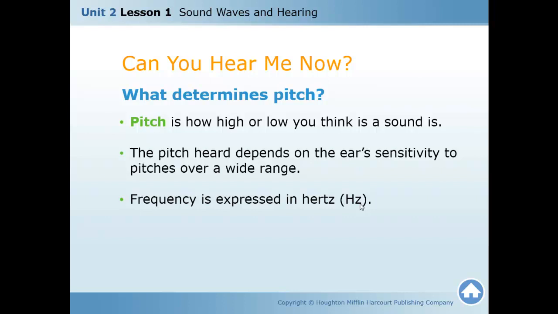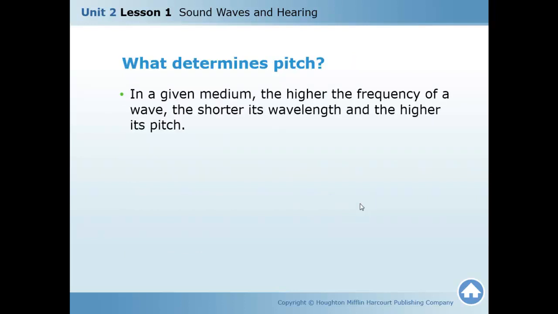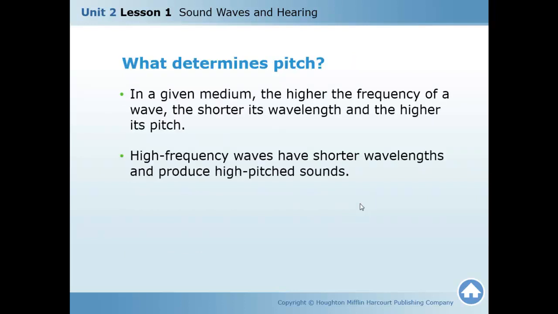We know that frequency can be measured in hertz. 1 hertz is 1 complete wavelength or cycle per second. So when I say that the frequency of this wave is 1 hertz, it means this wave makes a complete cycle per second. What determines a pitch?